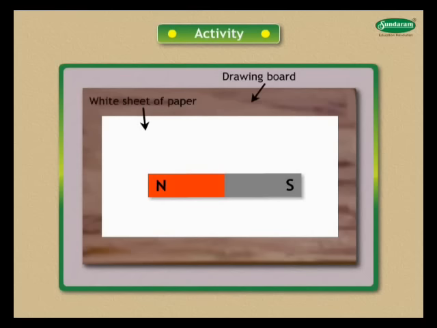Let us perform this activity. Take a drawing board and fix a white sheet of paper on it. Place a bar magnet at the center and draw its outline with the help of a pencil. Place the magnetic needle close to any pole. Wait till the needle comes to rest. Draw the dots with pencil as shown.